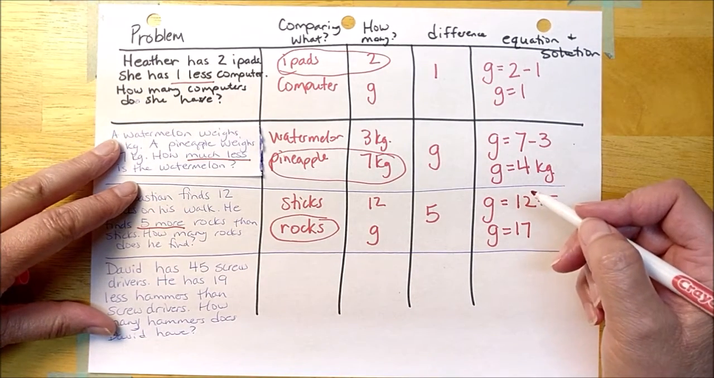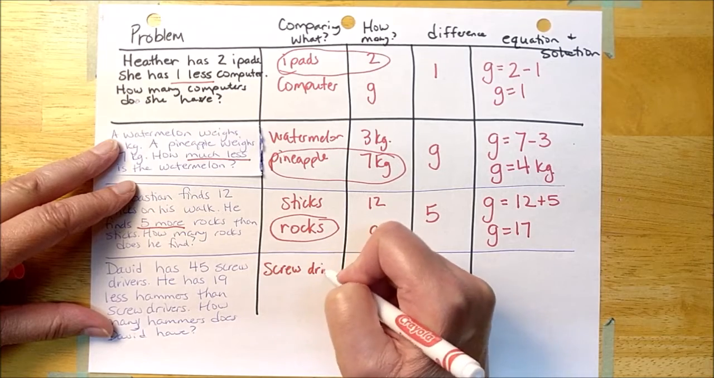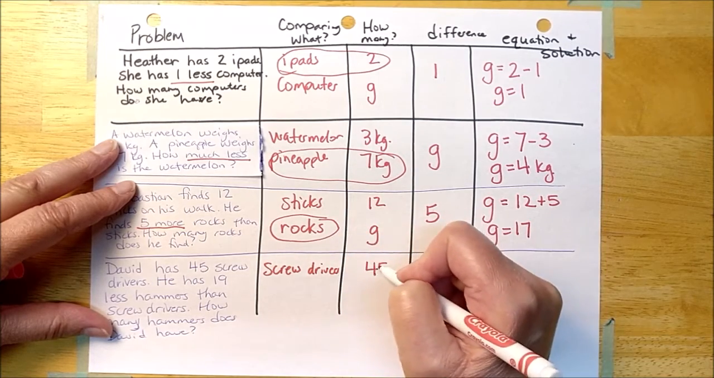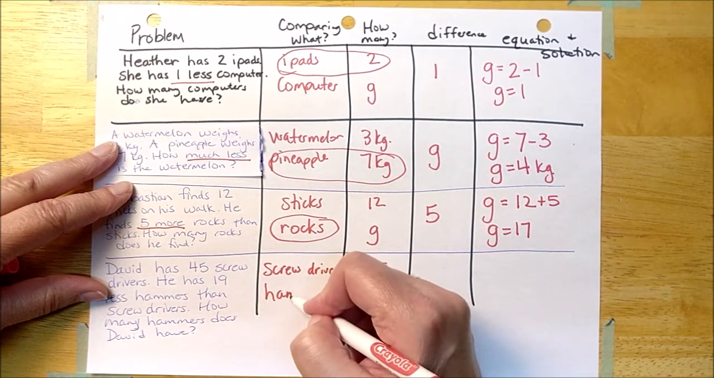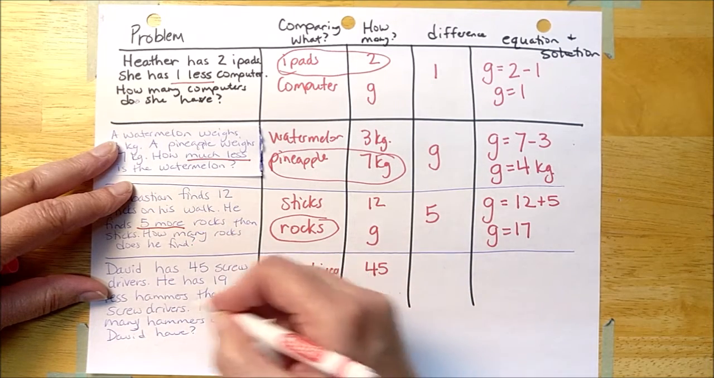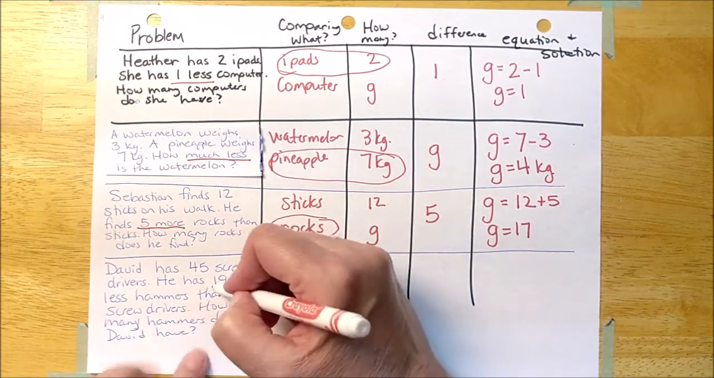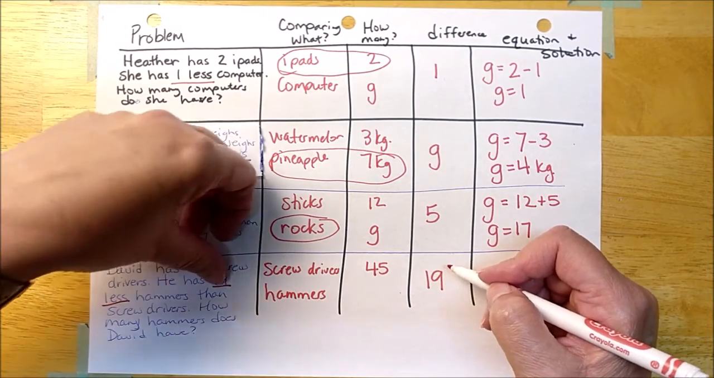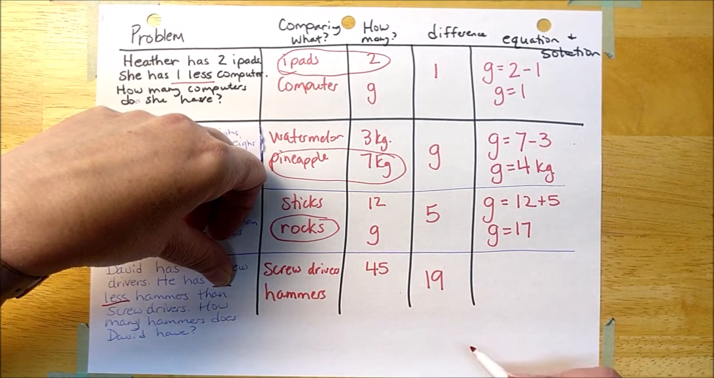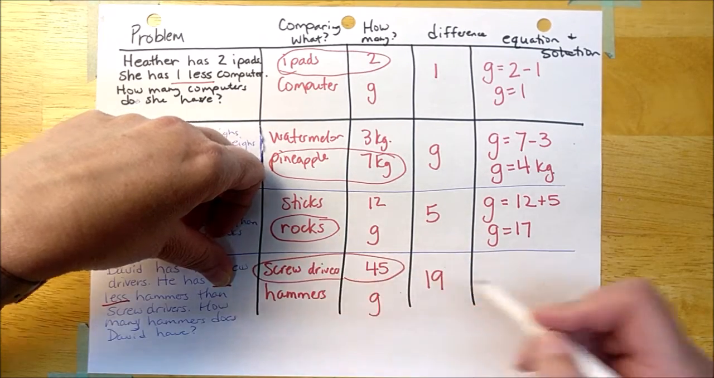Last question. David has 45 screwdrivers. So he's got some screwdrivers. That's a lot of screwdrivers. He has 19 less hammers than screwdrivers. How many hammers does David have? So here it says 19 less, so that's my difference. So he has less hammers than screwdrivers. So he has less hammers, so that's my smaller number, and screwdrivers is my larger number.